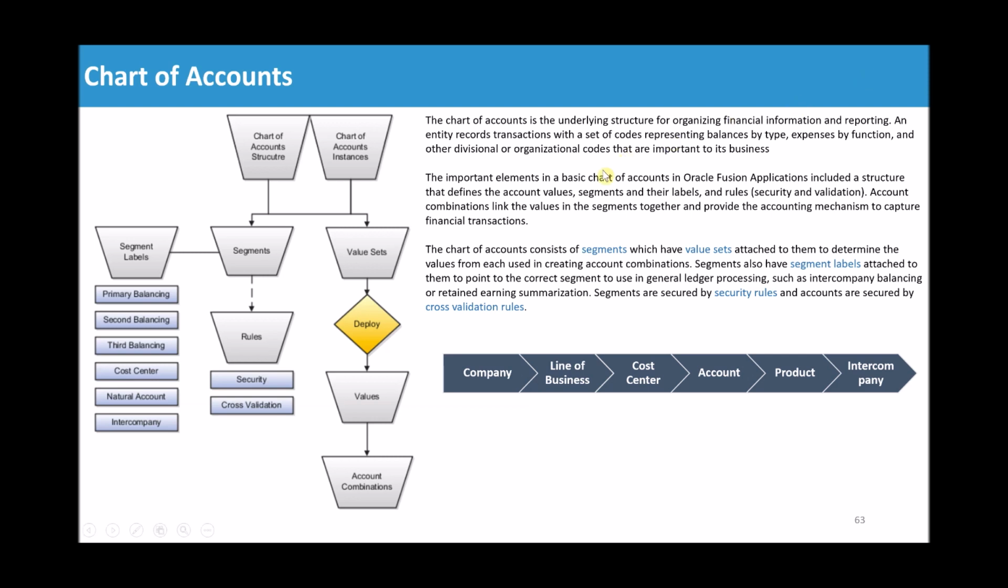The important elements in a basic chart of accounts in Oracle Cloud include a structure that defines the account values, segments, and their labels, and rules. The rules can be a security rule and validation rule. So when it comes to chart of account structure, the structure has various elements. One is segment. Each chart of account has various segments, and if you are coming from EBS background, then most of those elements of chart of accounts are quite the same as what we used to have in 11i and R12. The only difference is chart of account instance. We didn't have any such concept in EBS R12, but now in cloud applications we have a new concept called chart of account instance, and when you go through this session you will realize how it is beneficial, why Oracle added this new concept.